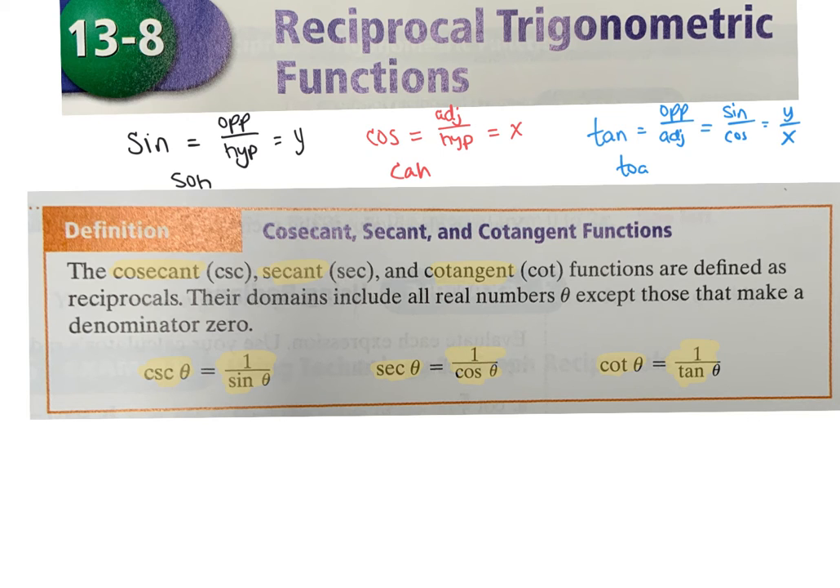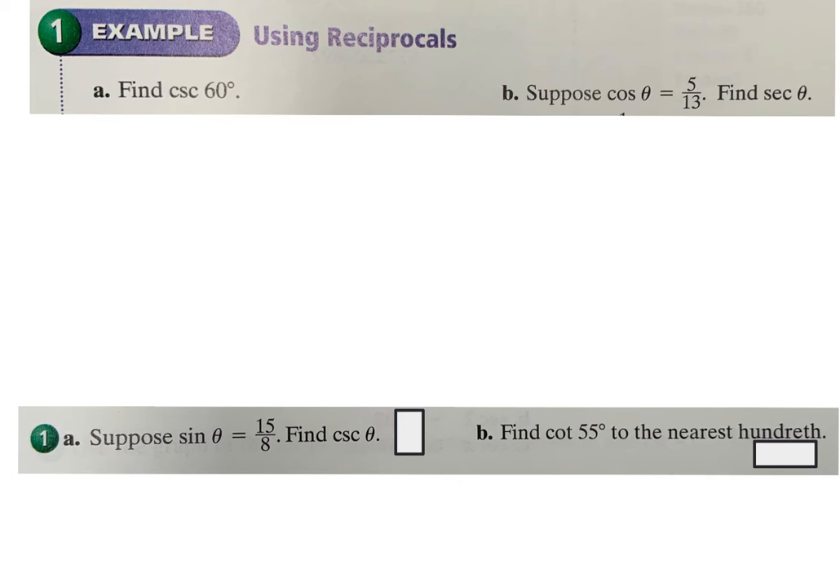The first thing we're going to do is look at our calculator, and learn how to use reciprocals on the calculator. This one says find the cosecant of 60 degrees. What is the reciprocal function? Cosecant is 1 over sine. So my cosecant function is 1 over my sine. So the cosecant of 60 degrees will be 1 over the sine of 60 degrees.